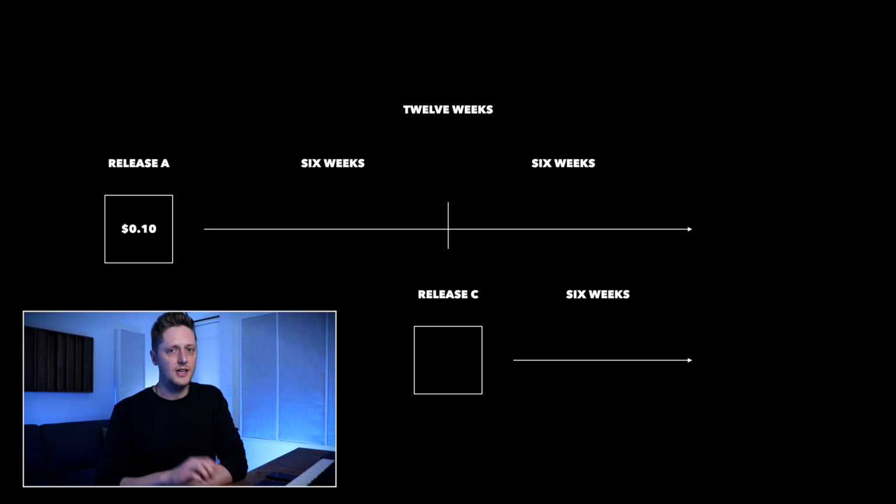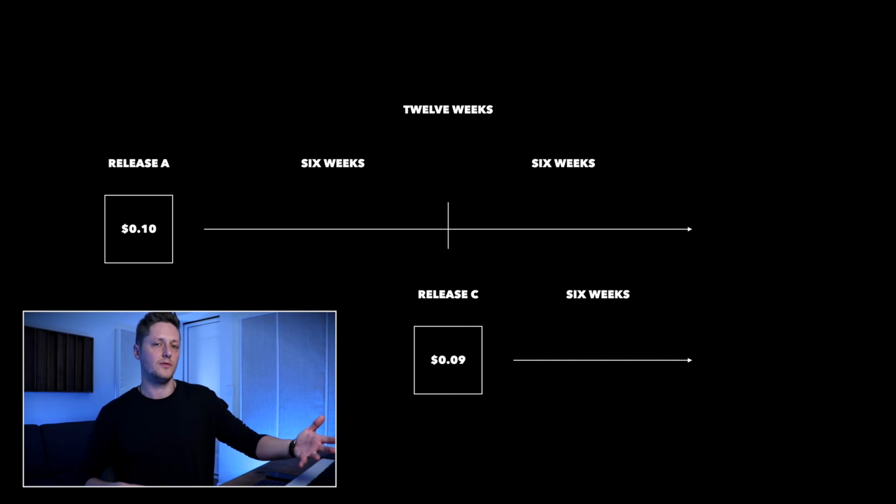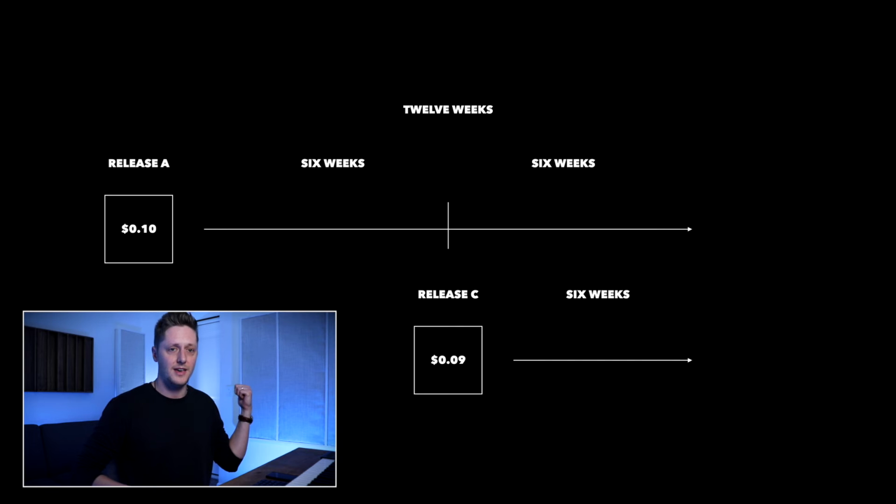Now let's say release C does better. Let's say release C gets 9 cents per conversion. Well, now you are not comparing a 9 cent per conversion campaign to a 15 cent conversion campaign, because you already turned off B. You've turned off the 15 cent campaign, and now you're comparing 10 cents to 9 cents. This is a much better position to be in.